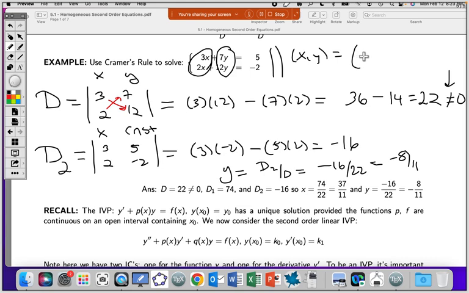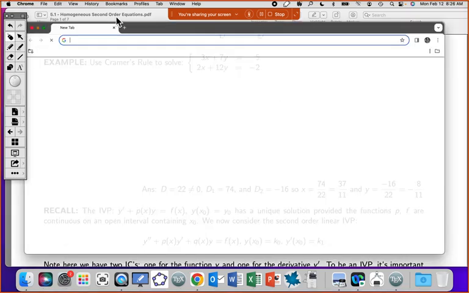So algebraically, we typically express the solution to this system as a pair: 37/11, comma, negative 8/11. Algebraically, this means that if you substitute in 37/11 for x and negative 8/11 for y, both equations are satisfied. So 3x plus 7y will give you 5, and 2x plus 12y equals negative 2. Does anyone remember what this means geometrically? So if I wanted to check graphically, what would I be looking for here?